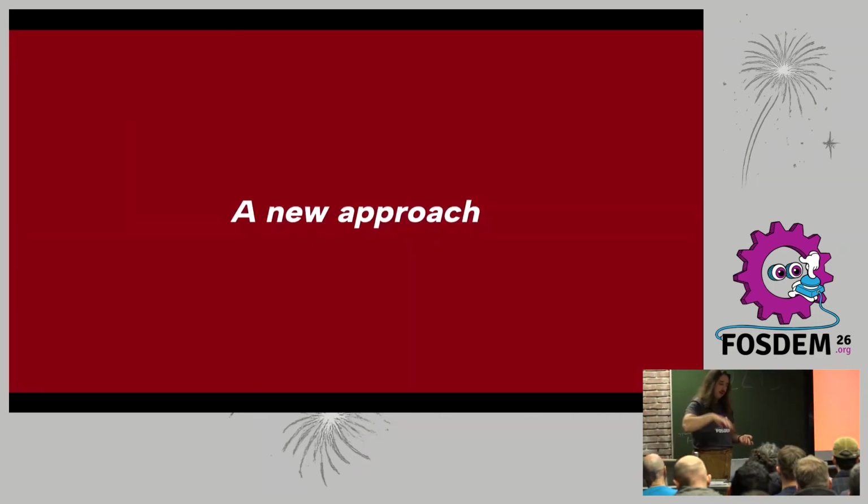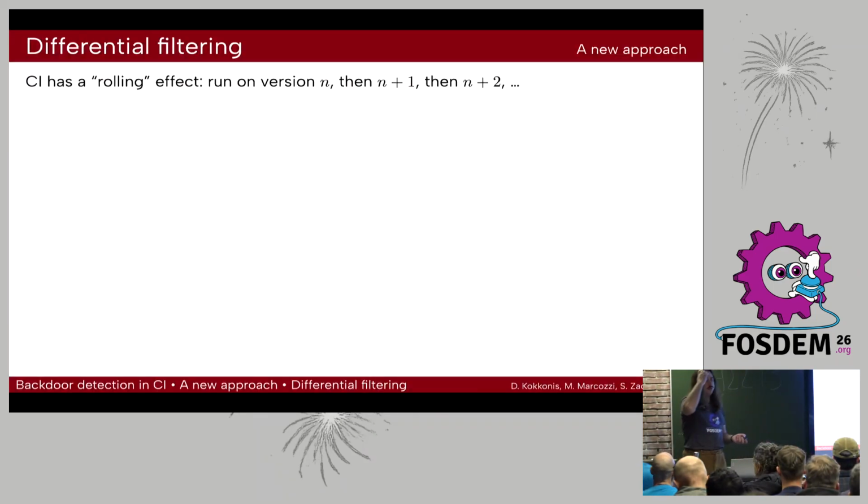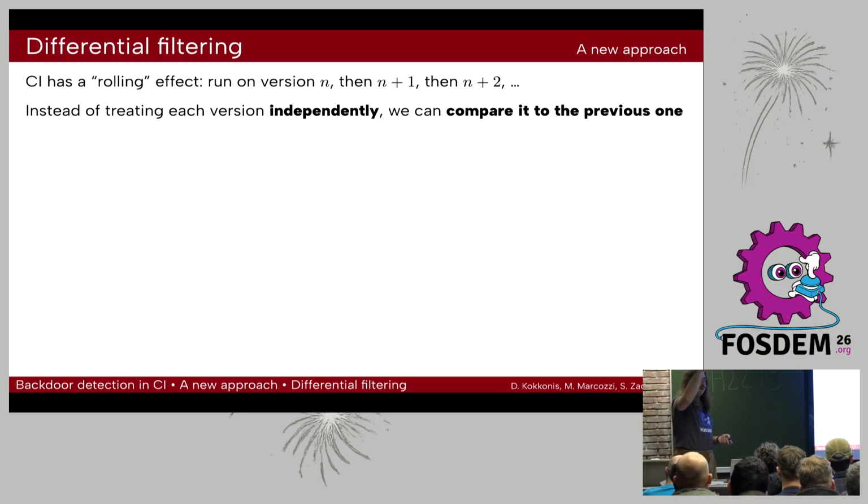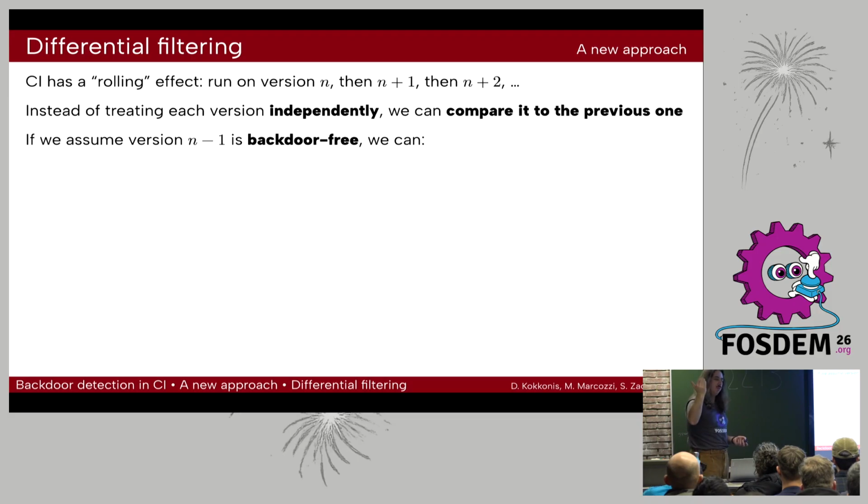So we propose a new approach here. We observe that there's a rolling effect in CI. You have your version n, n+1, n+2, and so on. Instead of treating them independently, as the state-of-the-art tools do, why don't you use the history of the project to get some more information? For example, if you assume that the previous version contains no backdoors, then you can do a bunch of stuff.